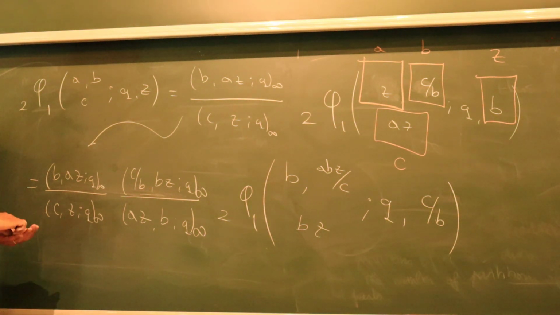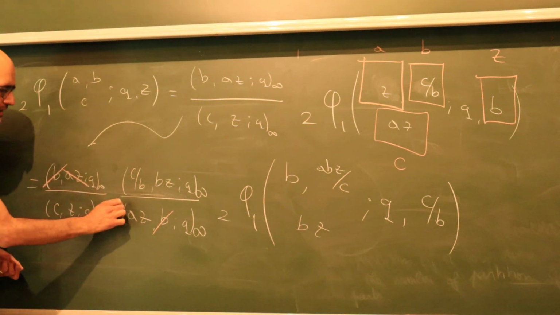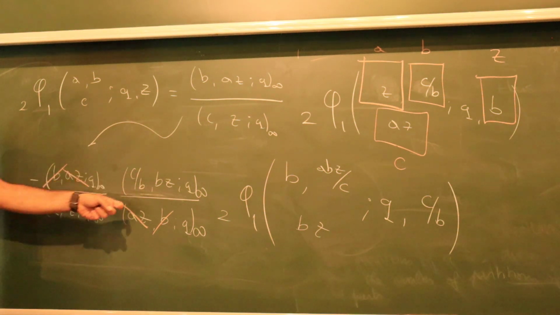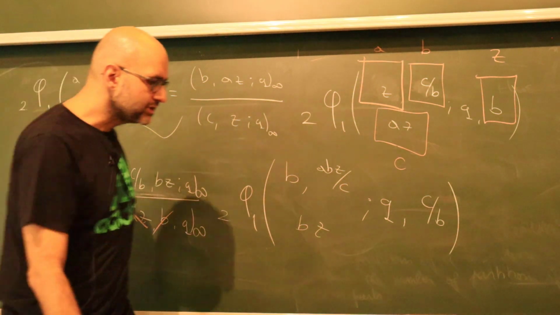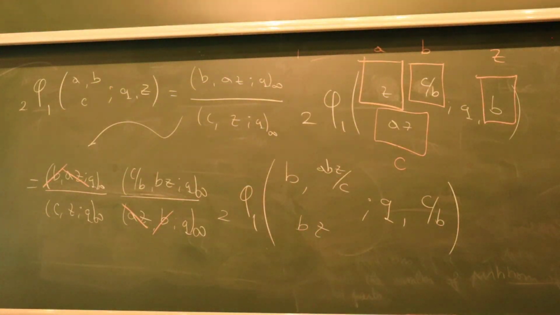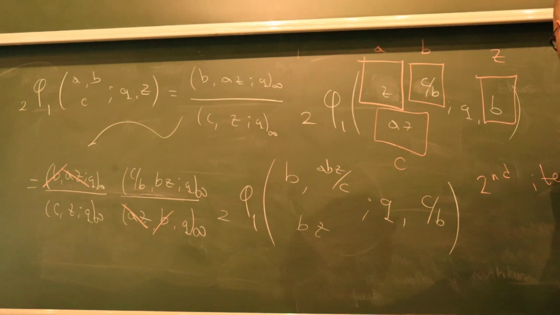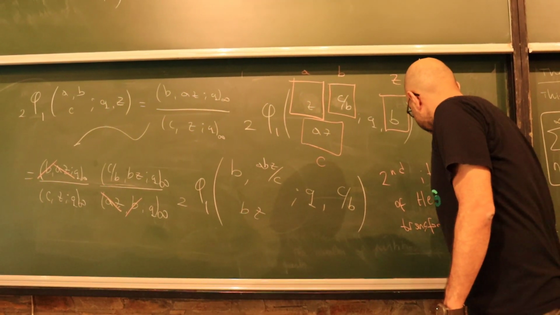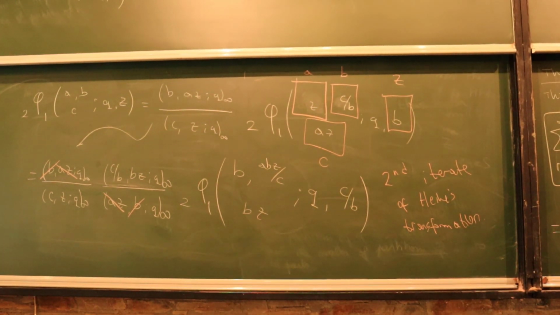And then there are simplifications here. For instance, (B;q) infinity goes away. (Az;q) infinity goes away. We are left with C divided by B, B times z, C and z, q sub infinities. And this is called the second iterate of Heine's transformation. And we can keep going.